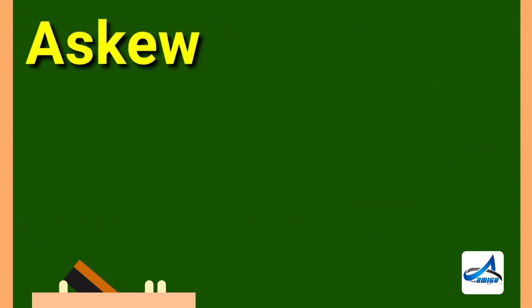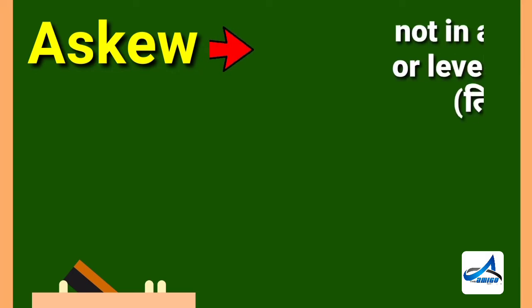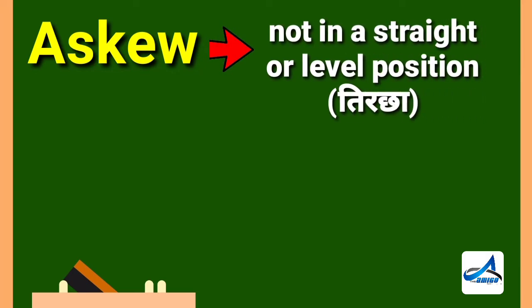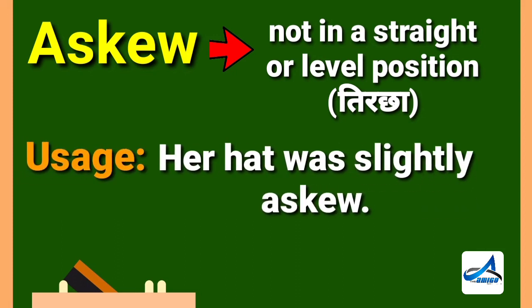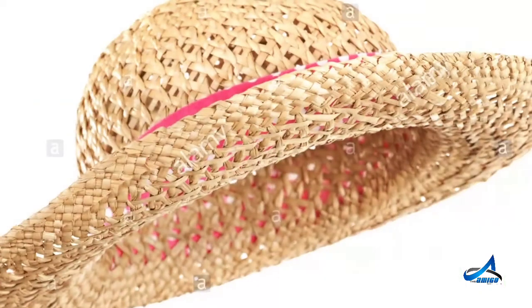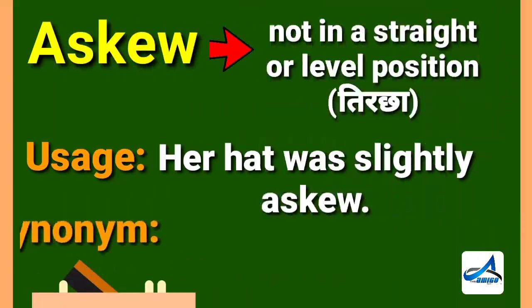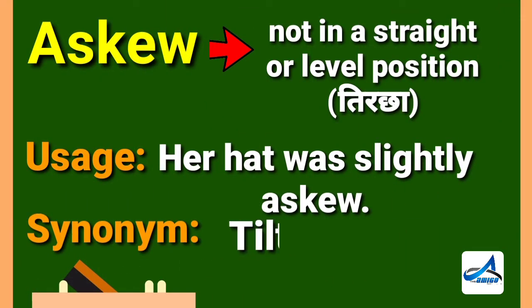Moving to our next word, askew. Askew means in a slanting position. Its Hindi meaning is tircha. Now look at its sentence. Her hat was slightly askew. Its synonym is tilt.